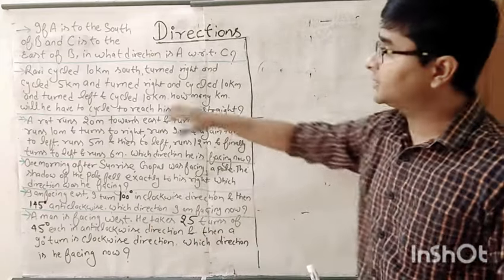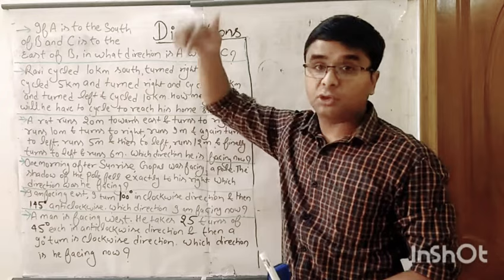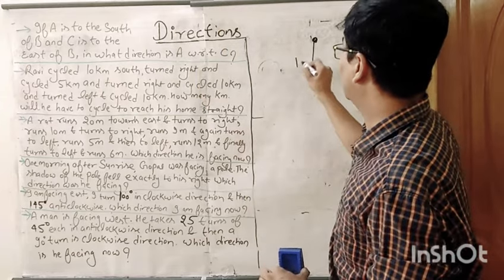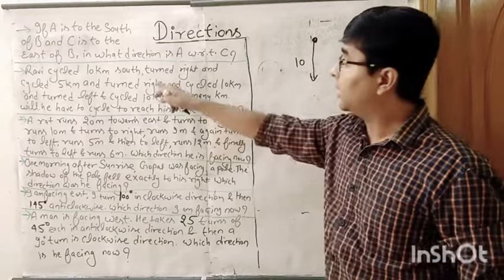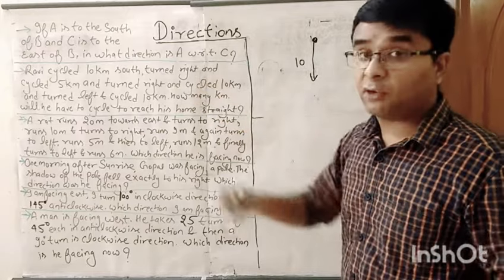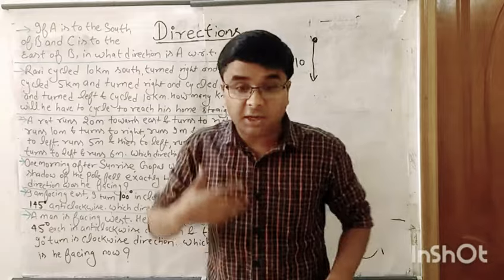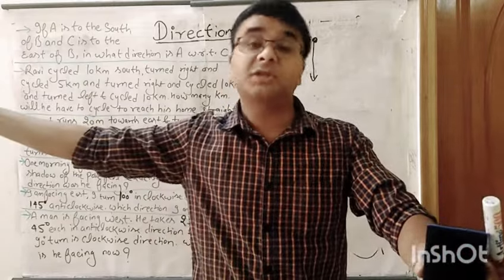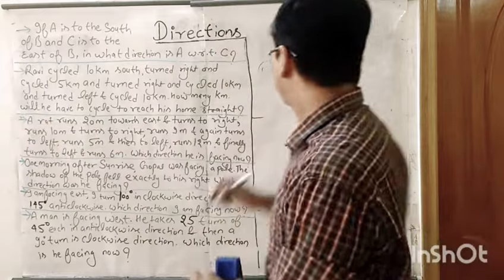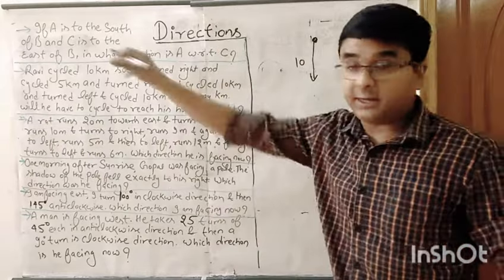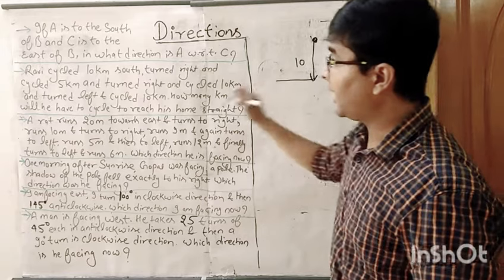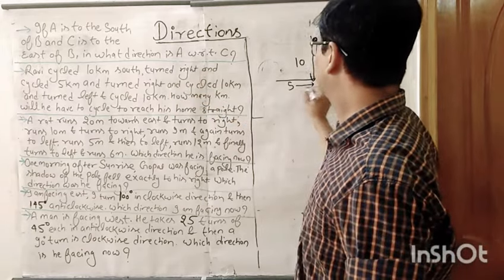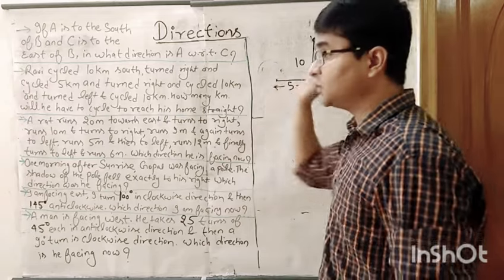What is it saying? The first one is Ravi cycled 10 kilometers south. South means down. Let us begin from here. South 10 kilometers. Write a 10 here. South. Turned right and cycled 5 kilometers. Now somebody has traveled down and turned right. Facing south, turning right, which direction? It is west. So facing south, turning right is west. He is turning right and traveling where? Turned right and cycled 5. So this very distance is 5. He has reached here. Now he is facing west.